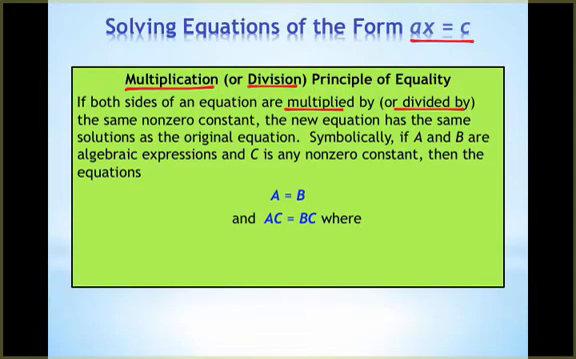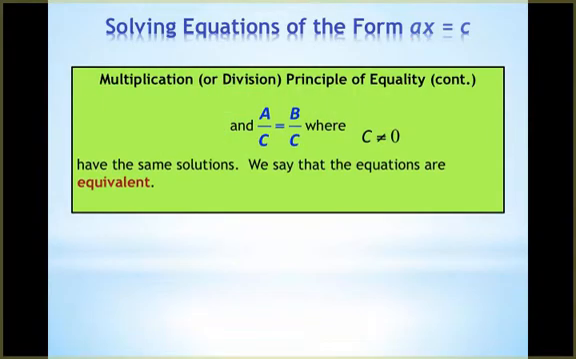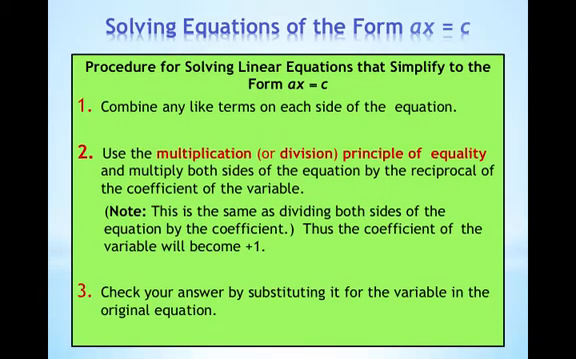So again, if this is my algebraic expression, if I multiply a and b both by some constant c, then we have the same solution. Similarly, if I started with a equals b, and I divided both of those sides by c, where c can't be 0, then we have the same solutions for those equivalent equations also.